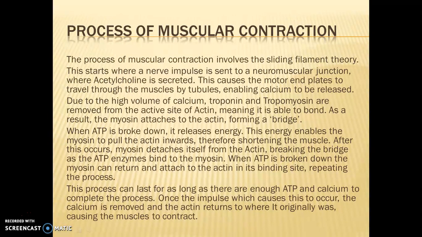As a result, the myosin, a thick contractile protein filament, attaches to the actin, forming a type of bridge. When ATP is broken down, it releases energy. This energy enables the myosin to pull the actin inwards, therefore shortening the muscle. After this occurs, myosin detaches itself from the actin, breaking the bridges, as ATP binds to the myosin. When ATP is broken down, the myosin can return and attach to the actin in its binding site, repeating the process. This process can last for as long as there is enough ATP and calcium to complete it.